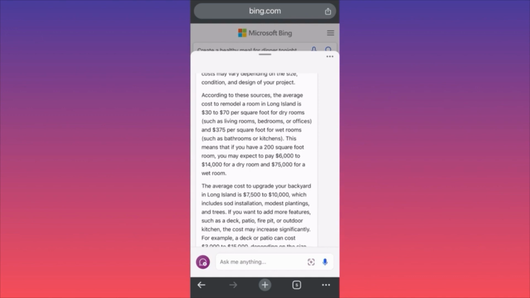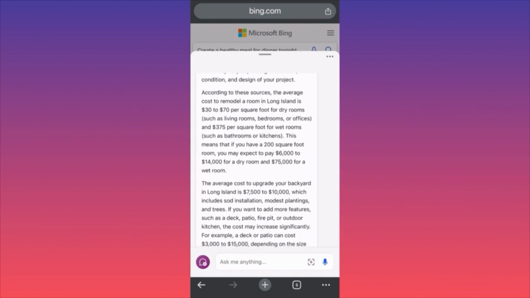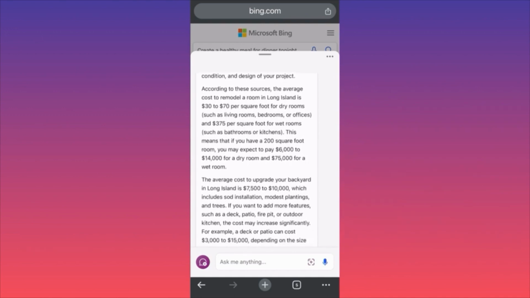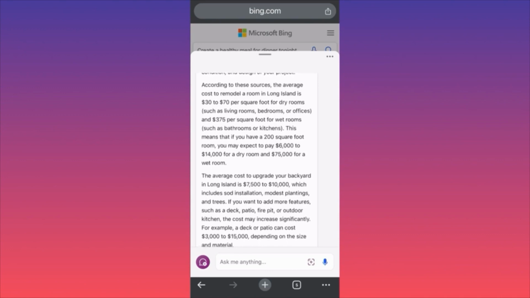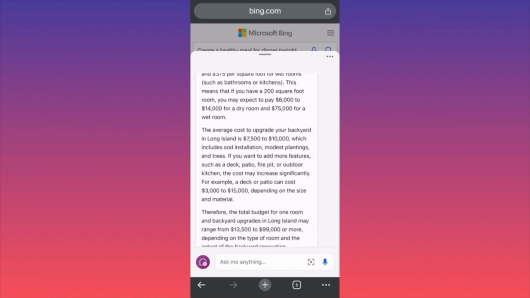Such as living rooms and bedrooms, and $375 per square foot for the wet rooms, such as bathrooms and kitchens. This means that if you have a 200 square foot room, you may expect to pay $6,000 to $14,000 for a dry room and $75,000 for a wet room. Wow.